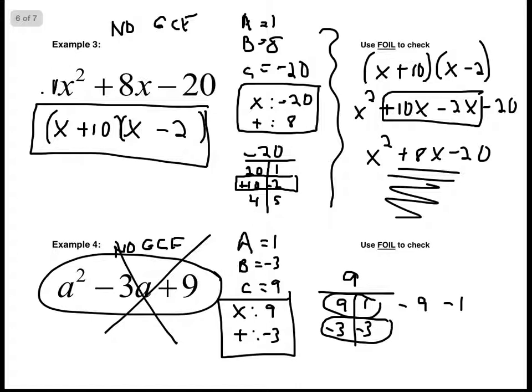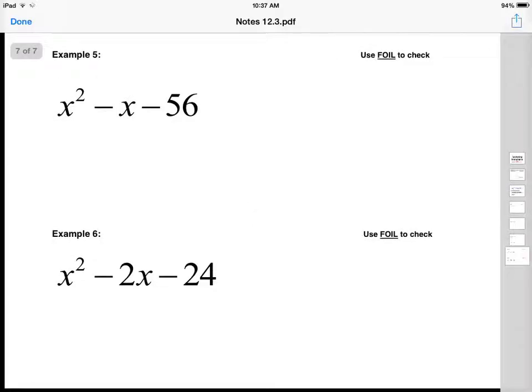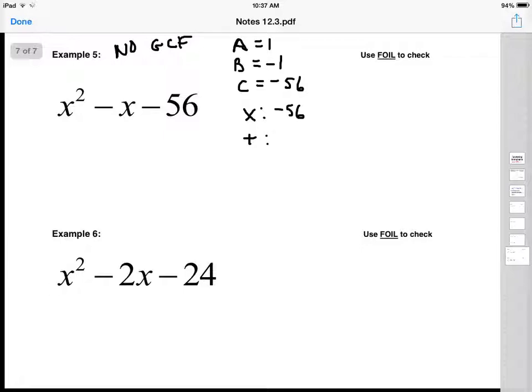Okay, so let's move to 5 and 6. Okay, so write down problem number 5. First, can you factor out a GCF? And I say no. And you can see that A is 1, B is negative 1, C is negative 56. So you're looking for factors that multiply to a negative 56. That means one is positive, one is negative, and adds to a negative 1.